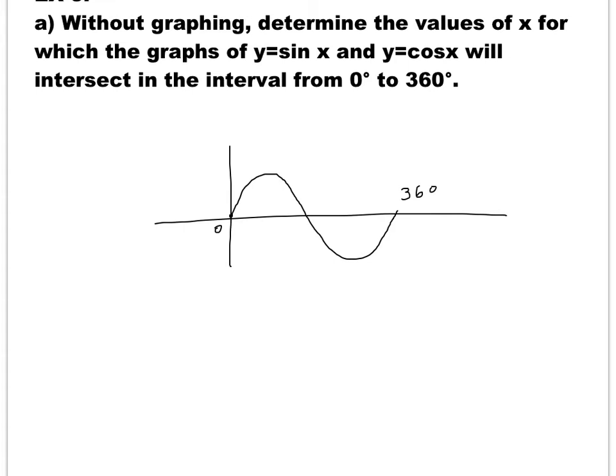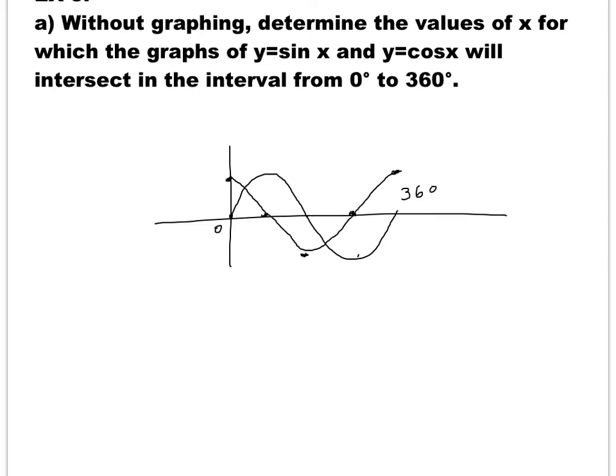So this means that when sine is 0 here, cos is maximum. When sine is maximum here, cos is 0. When sine is 0 here, cos is going to be a minimum in this case, here. When sine is negative here, but it's minimal, cos is going to be 0. And when sine is 0 here, cos is going to be maximum. So cos is going to look like this graph.